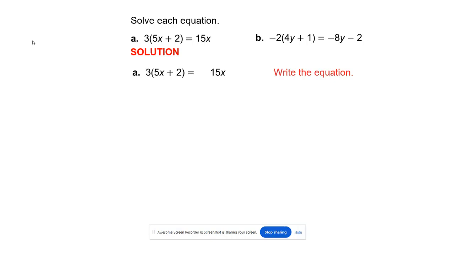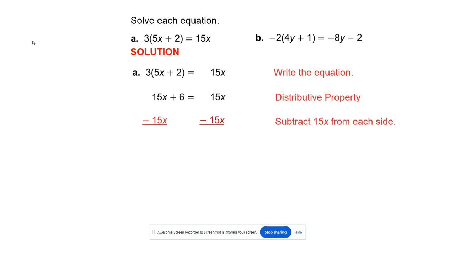Starting with equation A, we have 3 times (5x plus 2) equals 15x. The first thing we need to do is solve just like we would any other equation. So this one we need to multiply using the distributive property. 3 times 5x is 15x, and 3 times 2 is 6. We've just simplified our first step. Now, we're going to start combining like terms and moving things around. If you notice, we have x's on both sides of the equal sign.